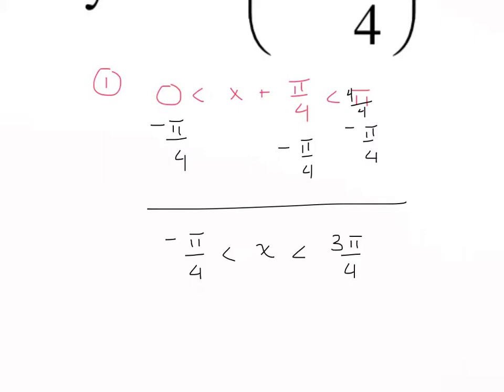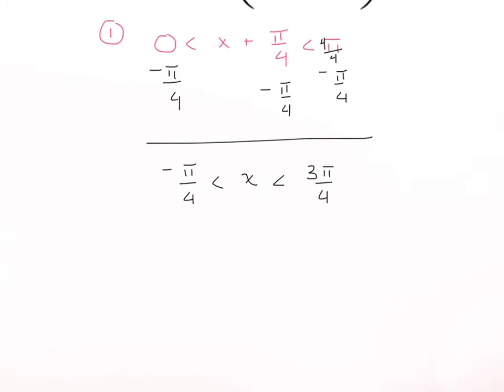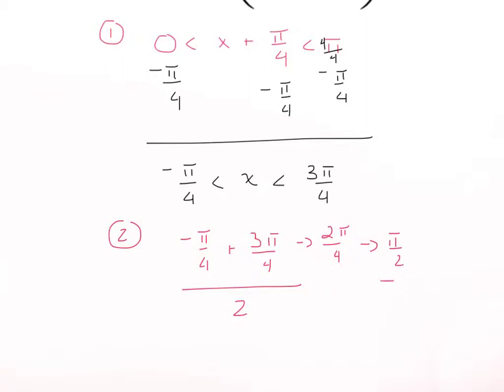So I just found the vertical asymptotes for the given graph. The second thing I want to do is identify the midpoint of those vertical asymptotes, because that midpoint represents the one and only x-intercept in that one cycle of cotangent. I'm going to add my left asymptote and my right asymptote and divide by 2. When I add them, I get 2 pi over 4, which is pi over 2, and dividing that in half, you get pi over 4. So this is your midpoint, or your x-intercept.